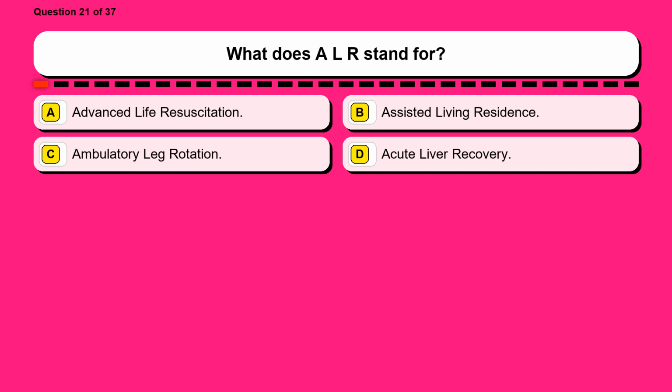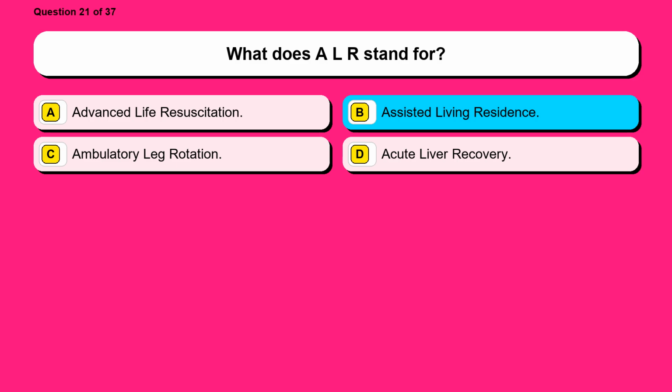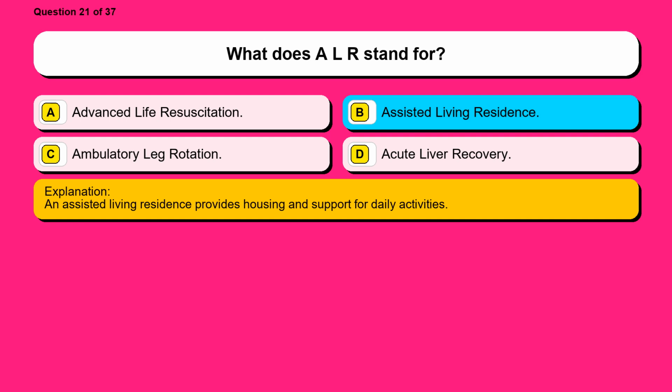Question 21. What does ALR stand for? Option A, Advanced Life Resuscitation. Option B, Assisted Living Residence. Option C, Ambulatory Leg Rotation. Option D, Acute Liver Recovery. The correct answer is option B, Assisted Living Residence. An assisted living residence provides housing and support for daily activities.